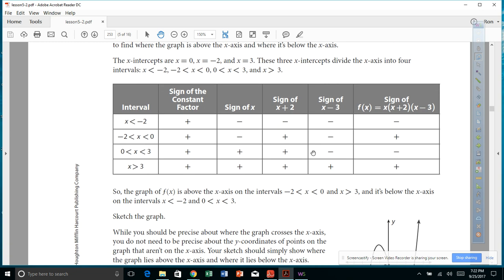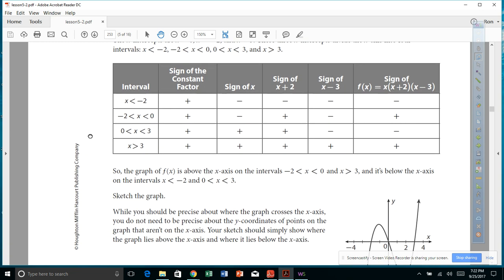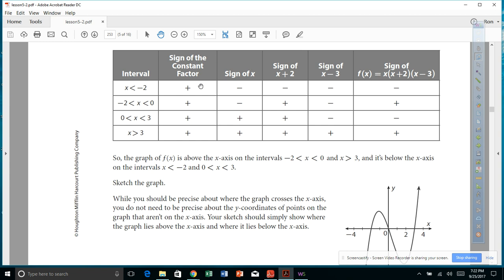All right, so the sign of the constant factor, if x is less than negative 2, the sign of the constant factor, that was a, is positive. The sign of x would be negative, negative, positive, and positive. The sign of x plus 2 would be negative, positive, positive, positive. Sign of x minus 3 would be negative, negative, negative, and positive. And the sign of f of x equals x times x plus 2 times x minus 3.